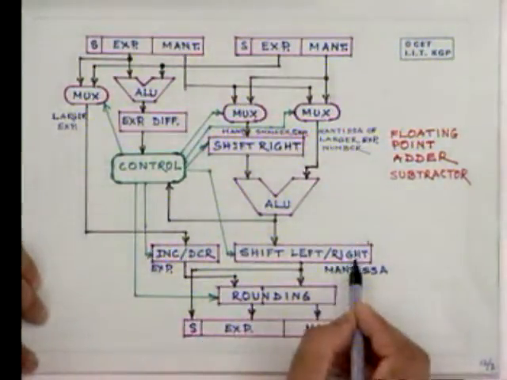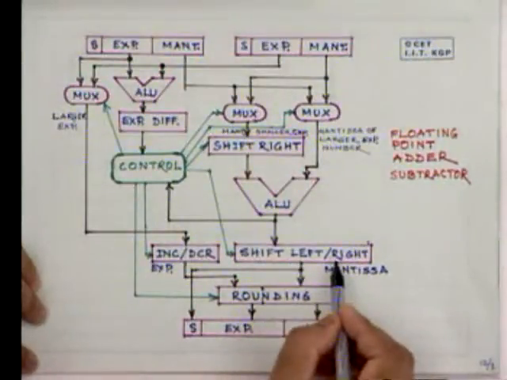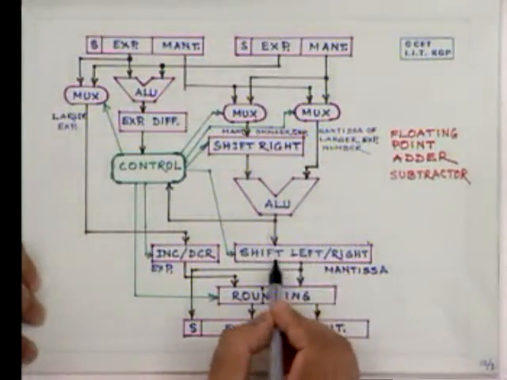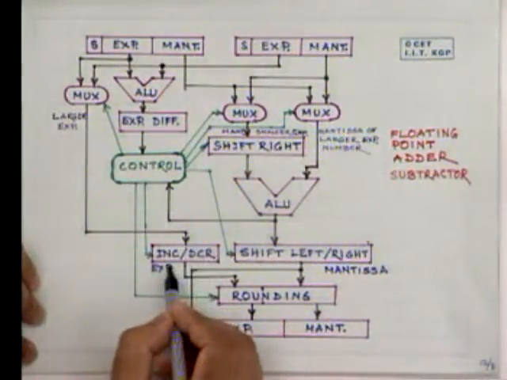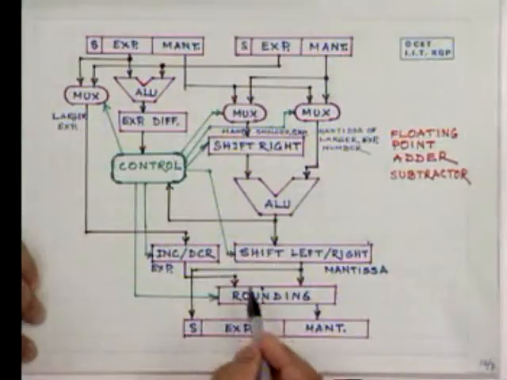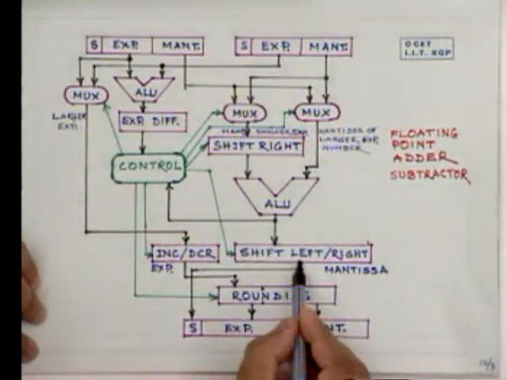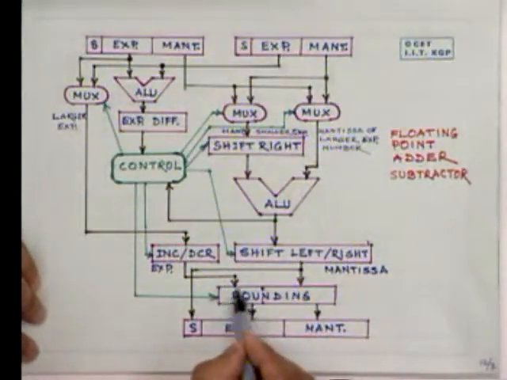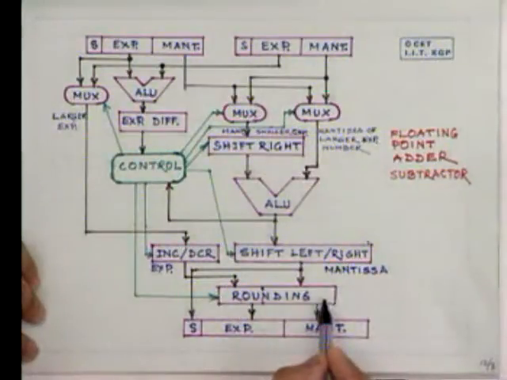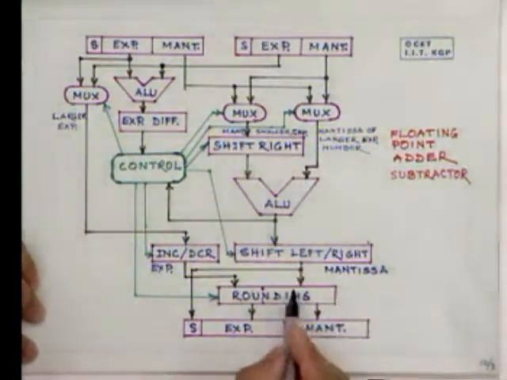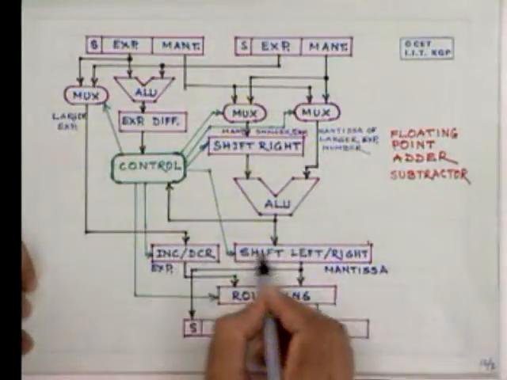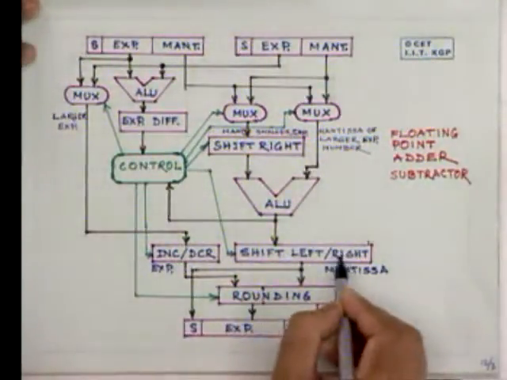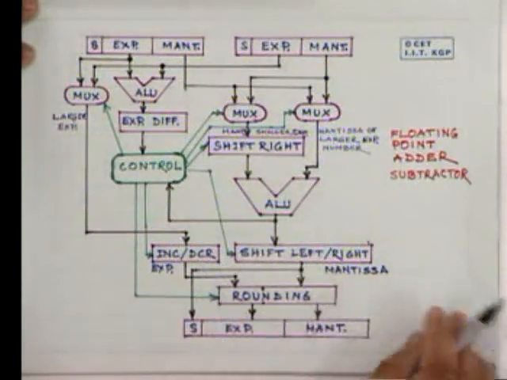The mantissa may have to be aligned, depending upon the result, by incrementing or decrementing that exponent. After the result comes out of this, it comes to the rounding circuitry. Let us first see that mantissa alignment may have to be done, and normalization may have to be done.